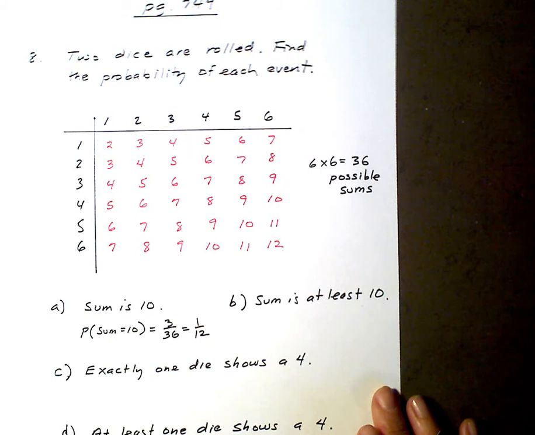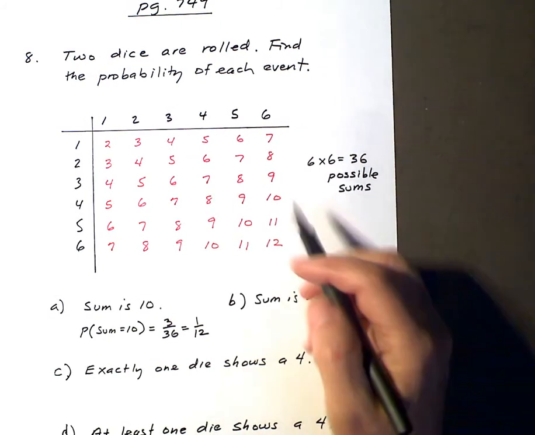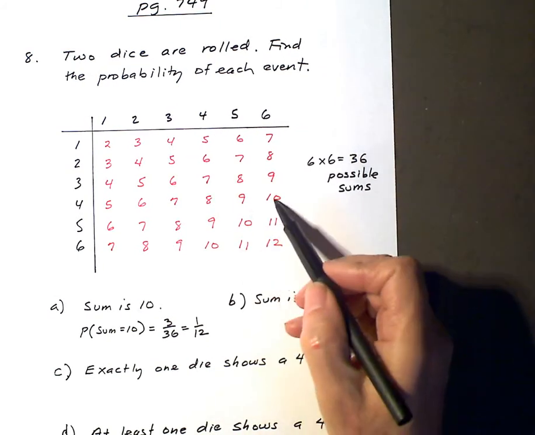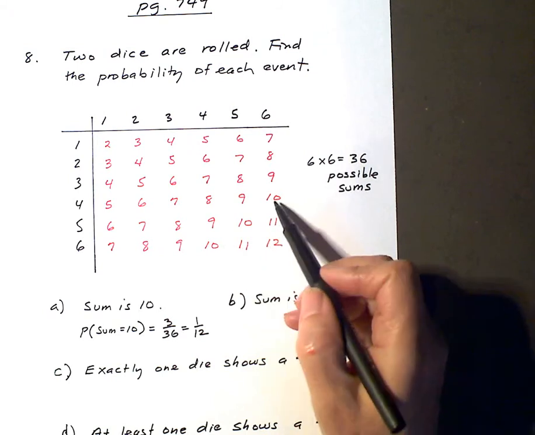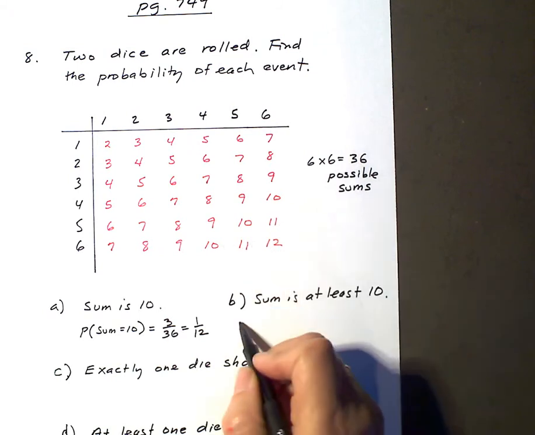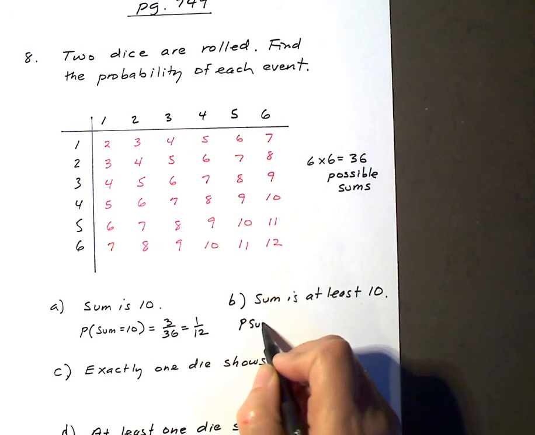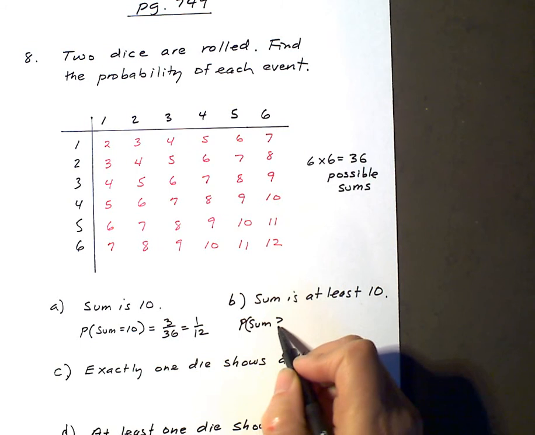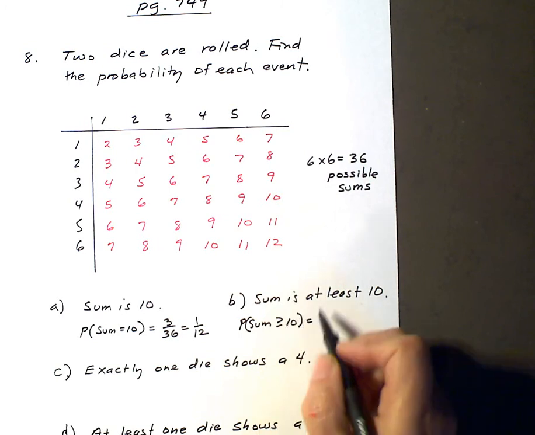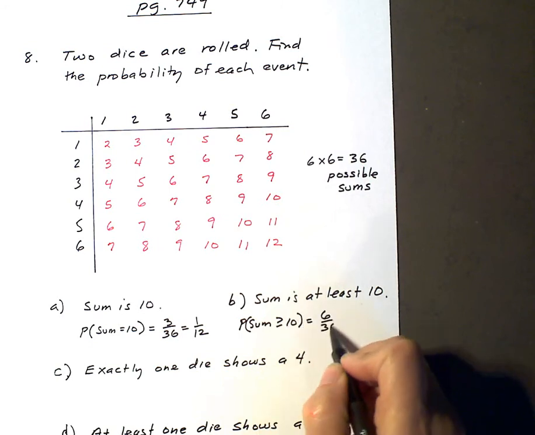The probability that the sum is at least 10 would be everything in this bottom corner, the 10s, the 11s, or the 12s. So that's 1, 2, 3, 4, 5, 6. So the probability that the sum is greater than or equal to 10 is 6 out of 36, or 1/6.